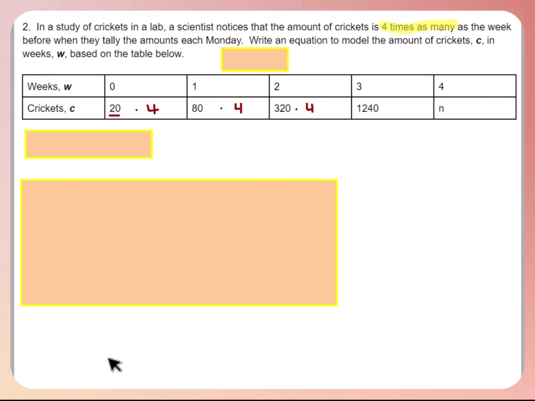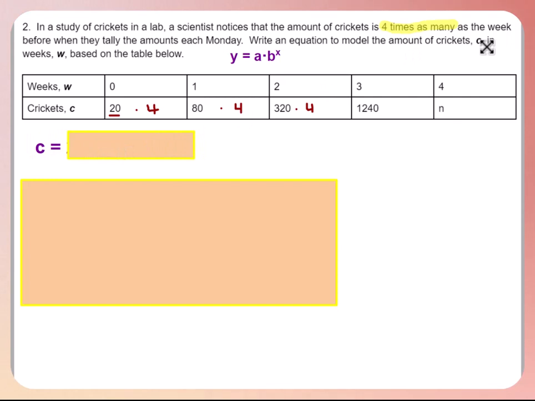Think about what we're doing. Here's our equation for exponential growth. Y equals A times B to the X. A is the initial amount. On our table, the initial amount that we have here is 20, so that 20 would go where the A goes. And then B is our growth factor. What are we multiplying by each week? Let's put that in an equation.